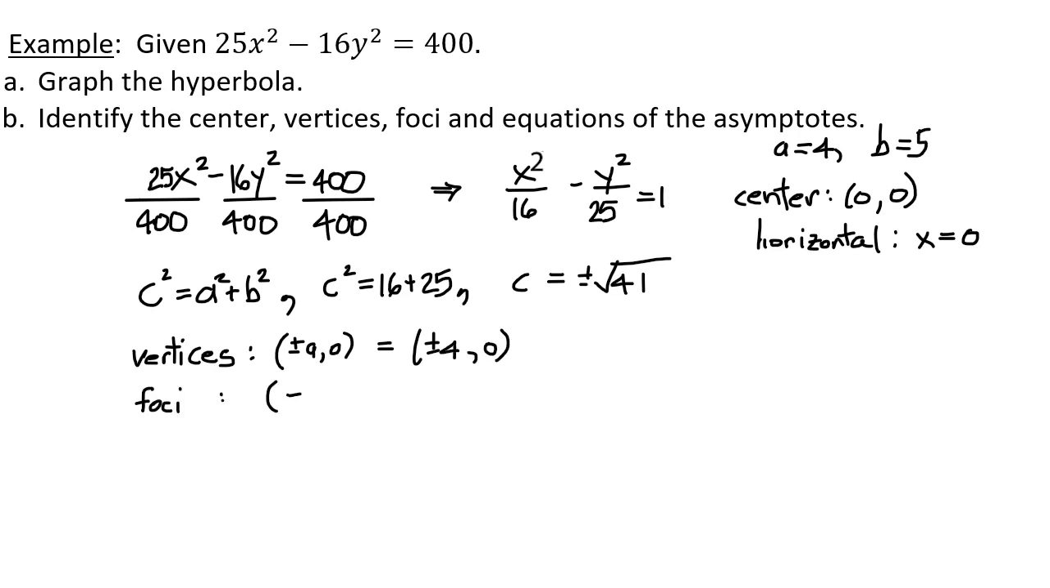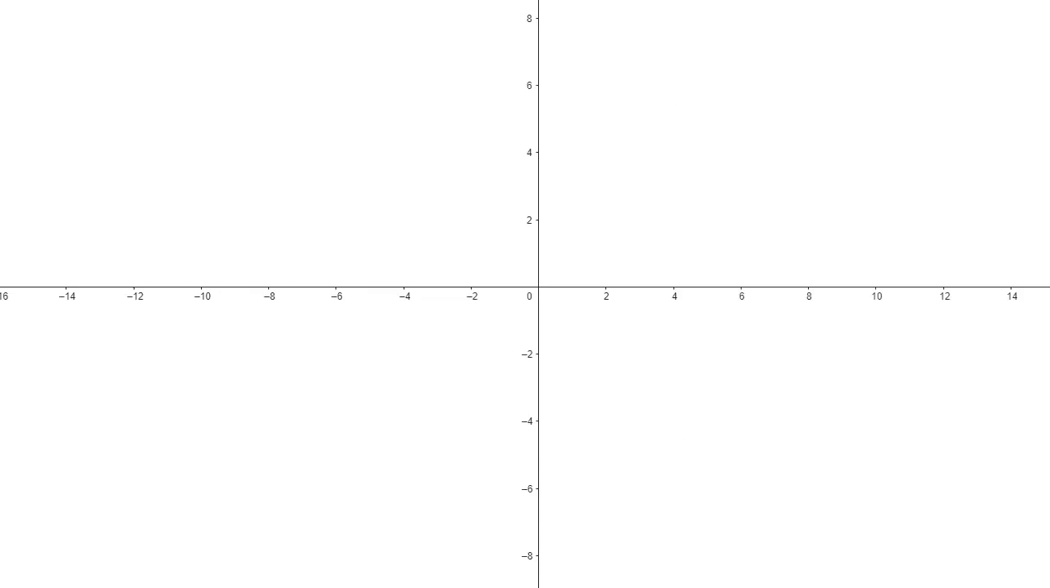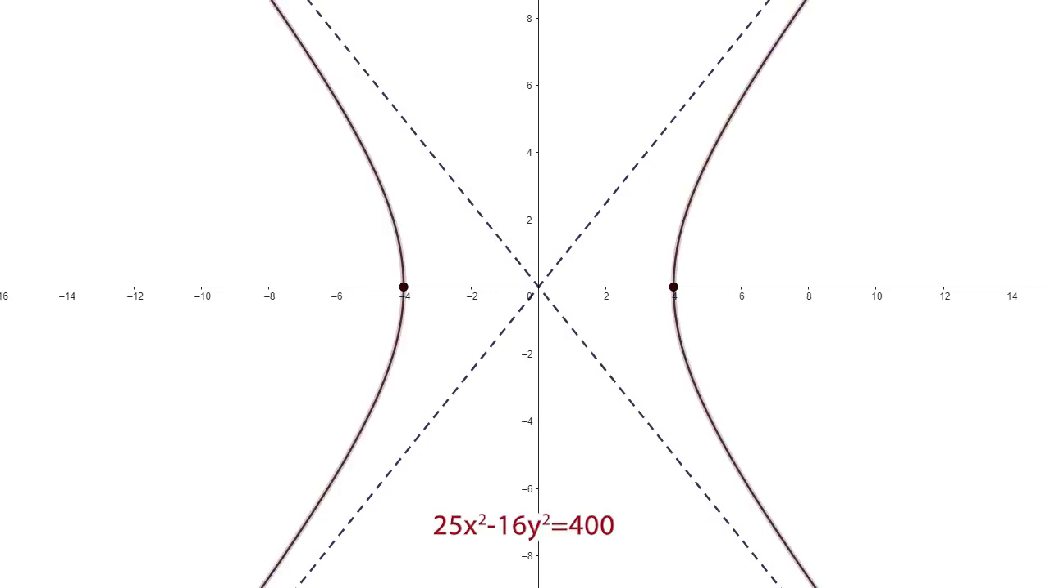The foci are plus or minus the square root of 41, 0. The square root of 41 is about 6.2 and some change. And the asymptotes, those two lines, are going to be y equals b over a times x. So I have y equals plus or minus 5/4 x. So I'm going to start by plotting the two vertices, and then I'm going to plot the two asymptotes. Then I can draw in my hyperbola, and here are my two foci.